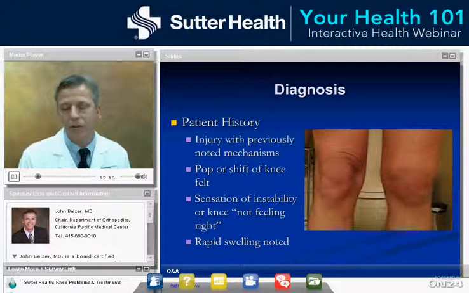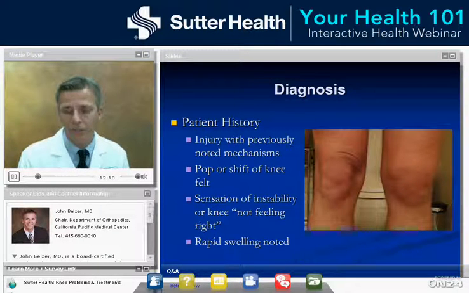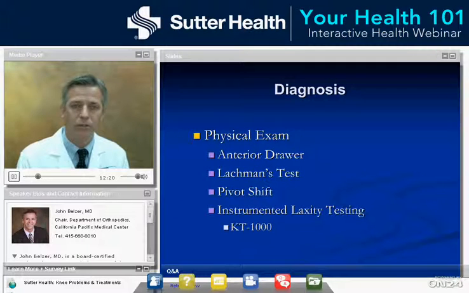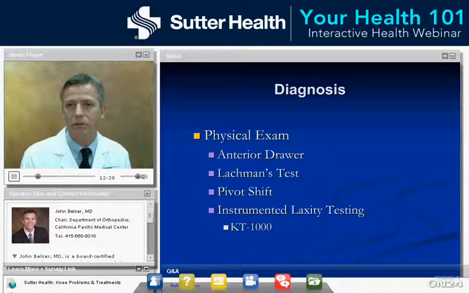So the diagnosis is made by a thorough examination by your physician on your knee, which includes inspecting the knee for swelling, inspecting it for abrasions, or other abnormalities. But the classic findings that we talk about when we talk about anterior cruciate ligament deficient or anterior cruciate ligament injured knees are the anterior drawer, the Lachman's test, and the pivot shift.